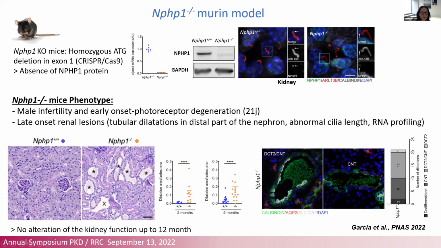In these mice, there is male infertility and early onset photoreceptor degeneration, but we also have a late onset renal lesion with tubular dilatation in the distal part of the nephron and abnormal cilia length. And this is really reminiscent of the renal lesion in humans, with dilated distal connecting tubules.